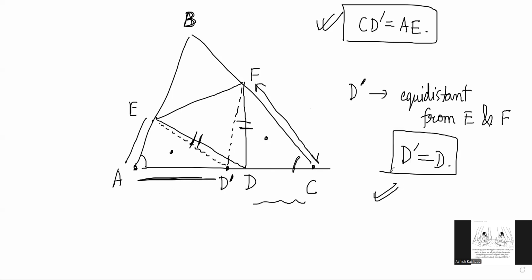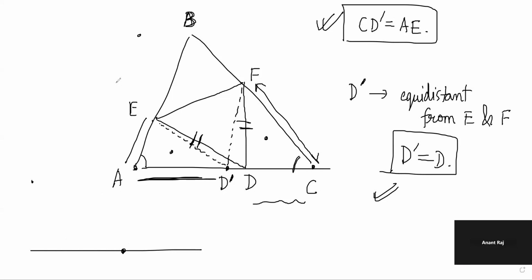Why does that mean that D' is same as D? Because on a single straight line, there can be only one point which is equidistant from two given points. You can't have multiple points equidistant on the same straight line, right? You can think about it and think of it using the distance formula also. It won't work for multiple points. Okay.